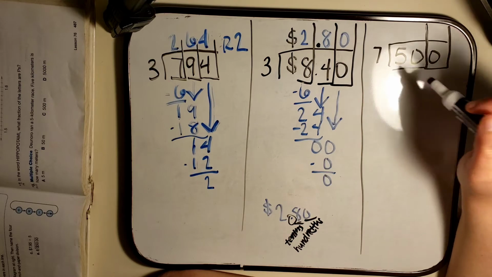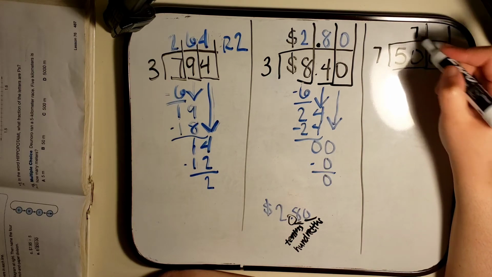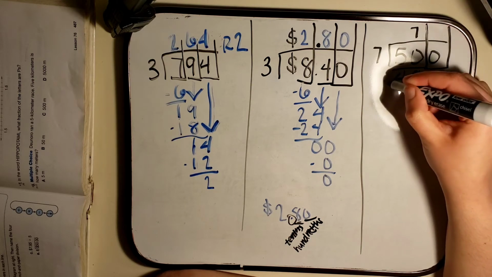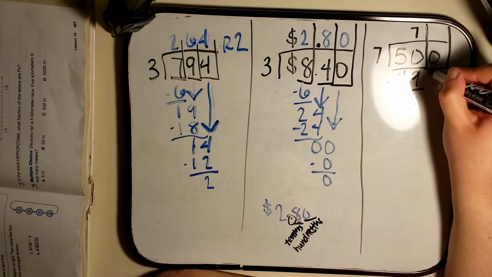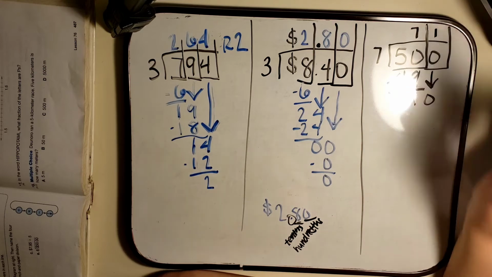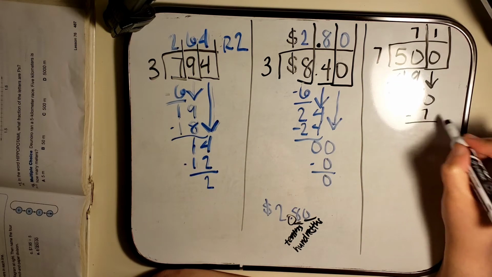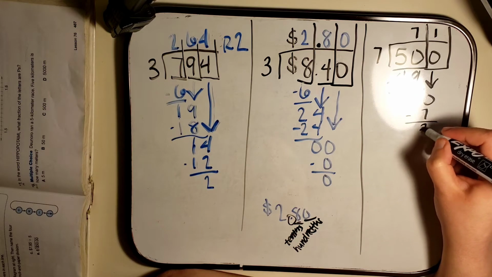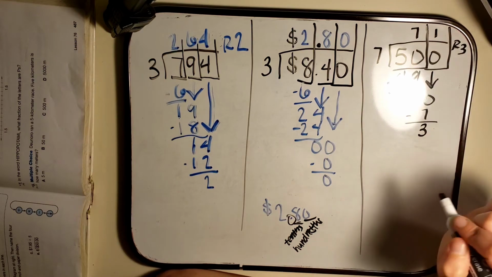I know where they go. So 7 goes into 50 7 times, because 7 times 7 is 49. And 49 subtracted from 50 is 1. We bring down that 0. 7 goes into 10 1 time, 7 times 1 equals 7. And then 7 subtracted from 10 equals 3. So then we have remainder 3.